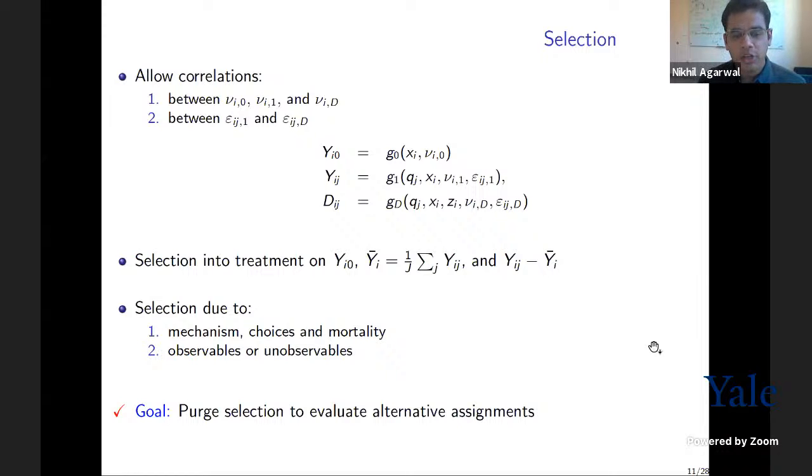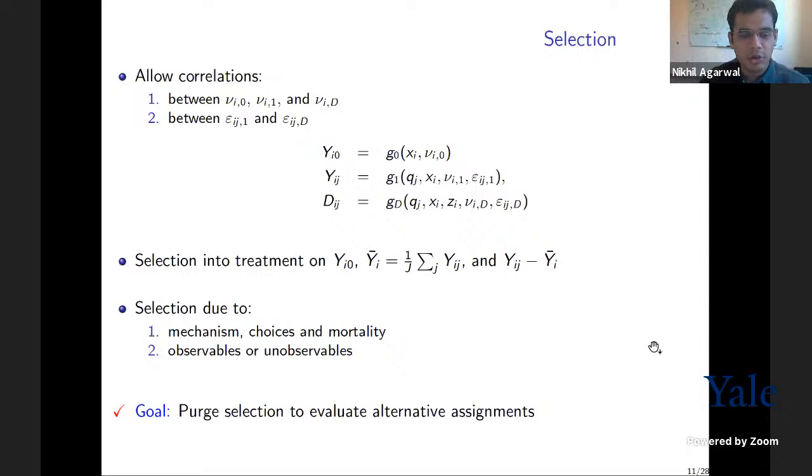So there'll be selection to treatment on yi0. So patients who are not transplanted will be different from patients who are transplanted on how long they would have lived without a transplant. There'll be selection on the average value of a transplant as well. So y bar, which is the average across all kidneys, will also be selected. Patients who potentially are transplanted could live longer without a transplant as opposed to other patients. And there could be selection on match-specific value, yij minus yi bar.